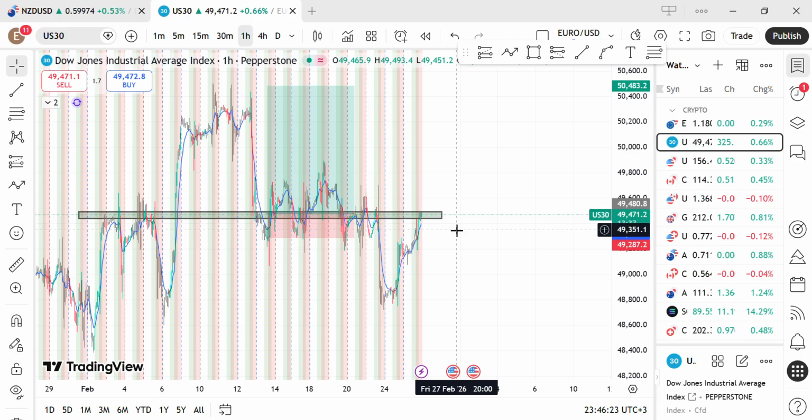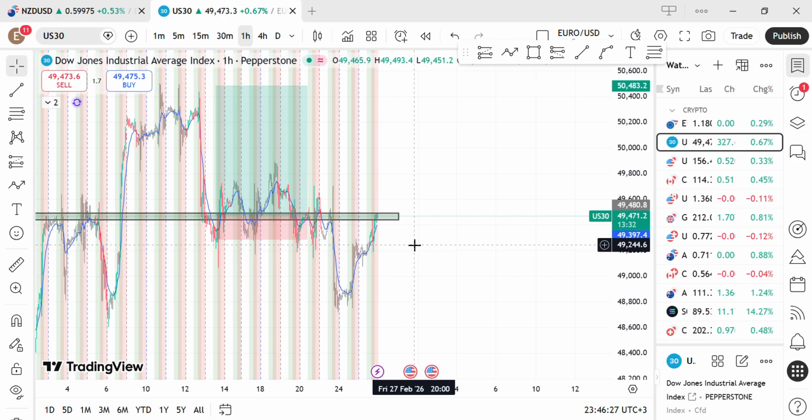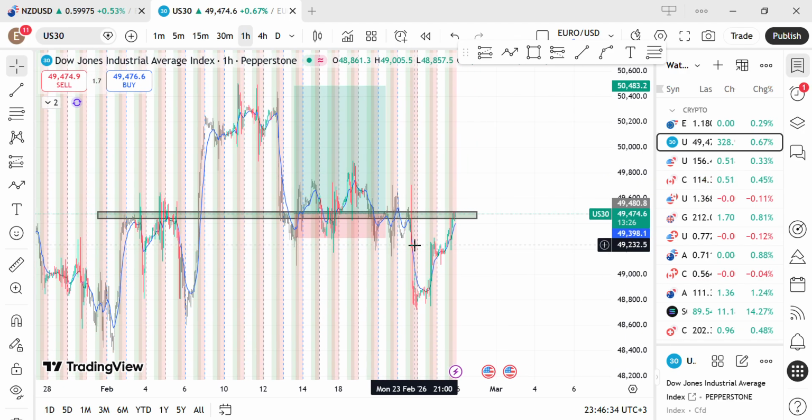US 30 has really done it. I really thought this thing was going to work. But this is just a fair. The market is doing what it wants. It just decided to break me.